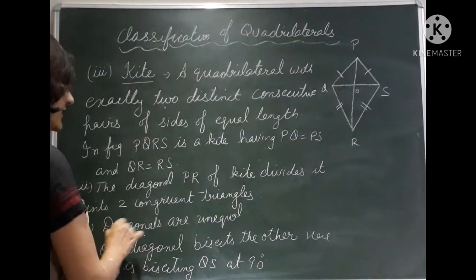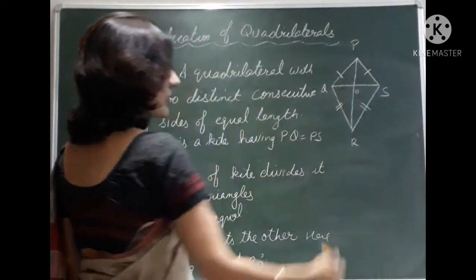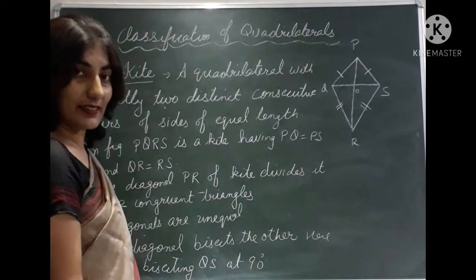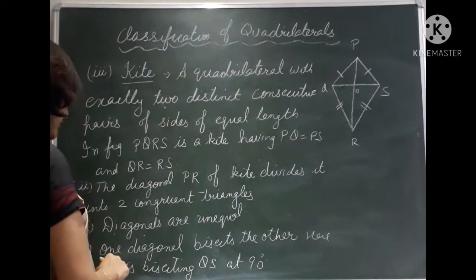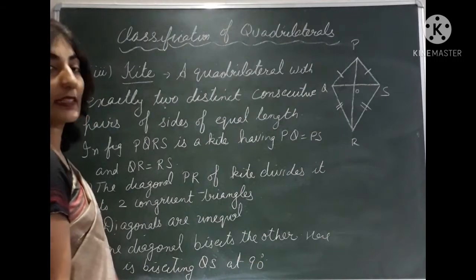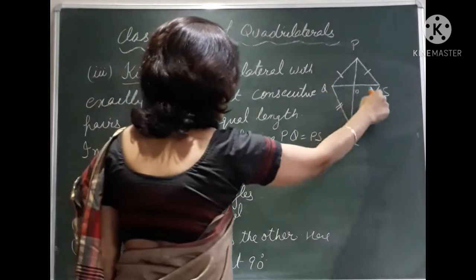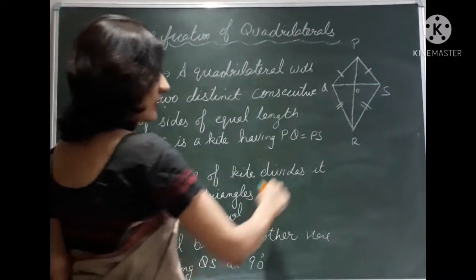The next point is the diagonals are unequal. Clearly you can see one diagonal is longer, another is shorter. So the diagonals are unequal. Next point is one diagonal bisects the other. Now if you see, which one is bisecting which one? The longer diagonal bisects the shorter diagonal.